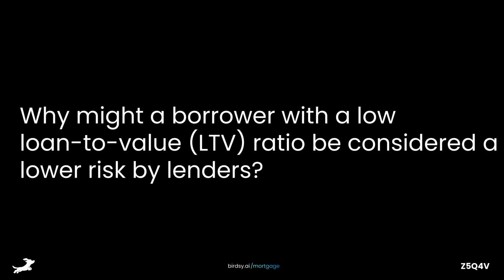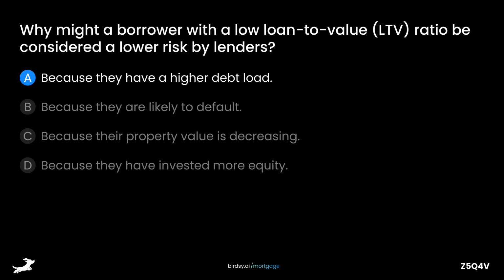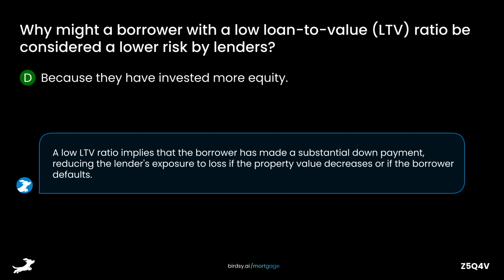Why might a borrower with a low loan-to-value ratio be considered a lower risk by lenders? Is it A, because they have a higher debt load, B, because they are likely to default, C, because their property value is decreasing, or D, because they have invested more equity? The answer is D, because they have invested more equity. A low LTV ratio implies that the borrower has made a substantial down payment, reducing the lender's exposure to loss if the property value decreases or if the borrower defaults.